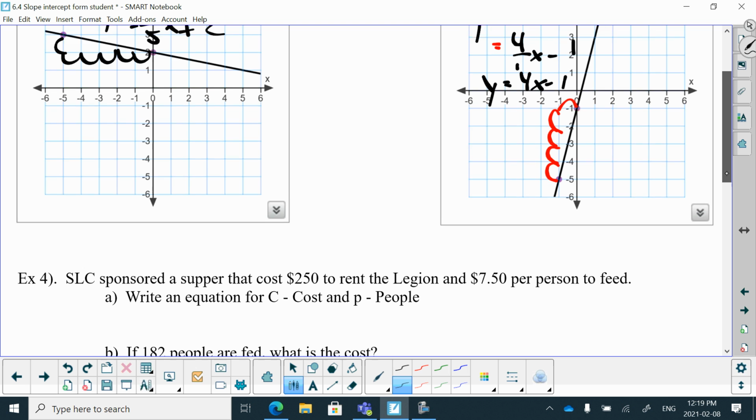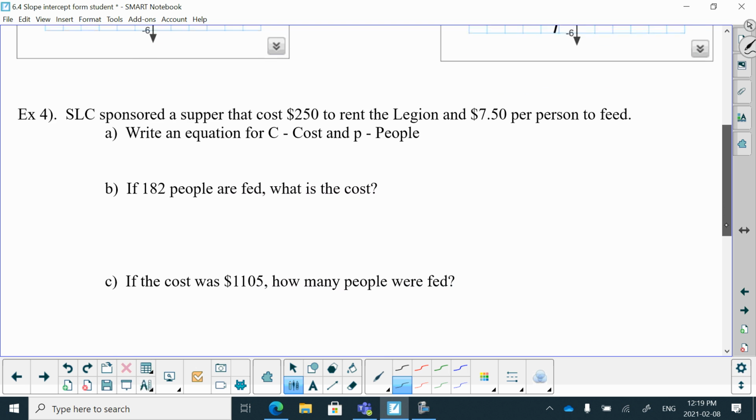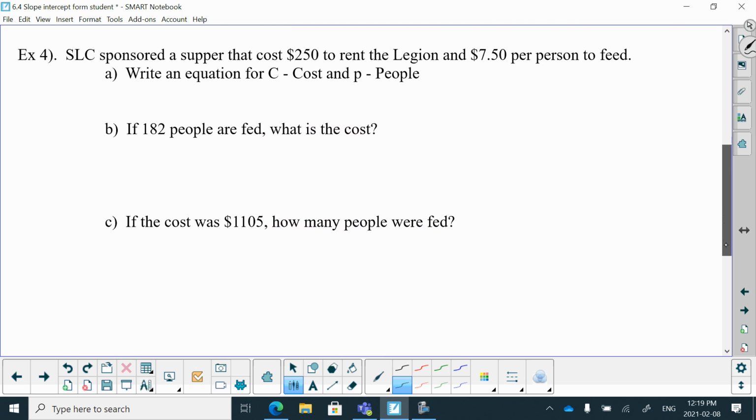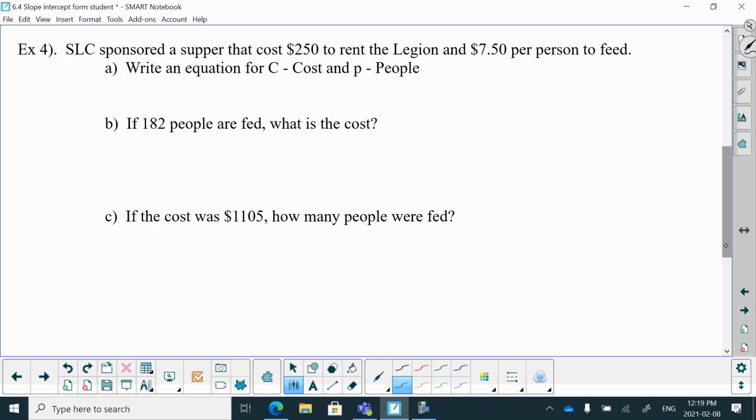Okay, so now some word problem application stuff here. Example 4: the SLC sponsored a supper that cost $250 to rent the Legion and $7.50 per person to feed. So let's write an equation for C being cost and P people. What would a good equation be? Darren?